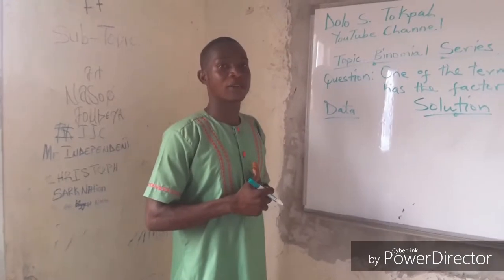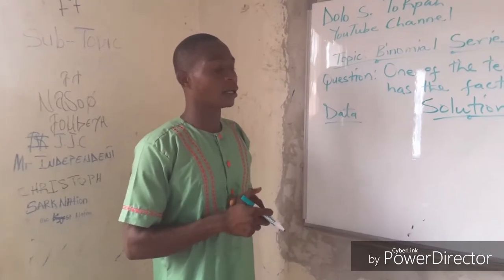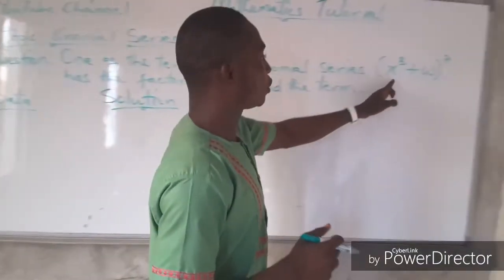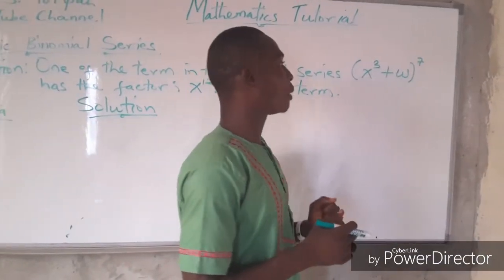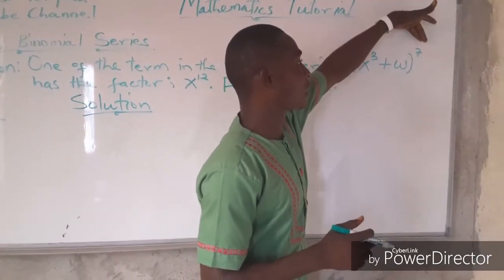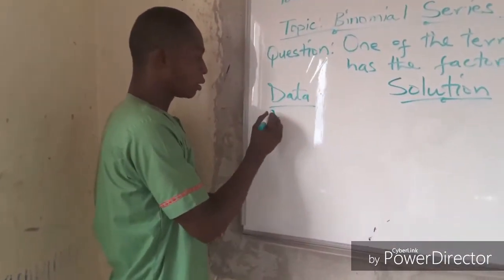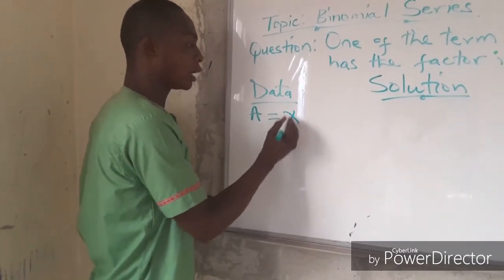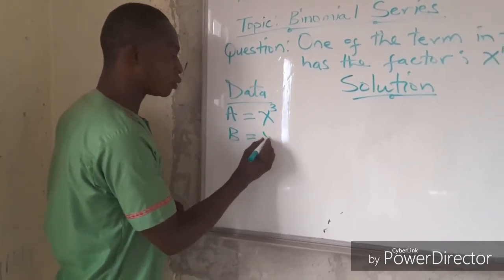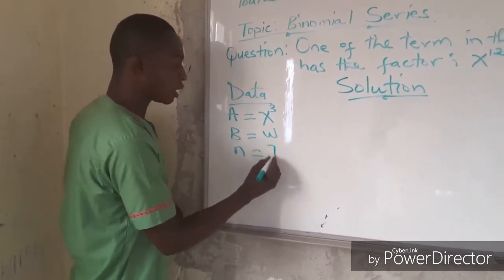Looking at our solution, the first thing we have to consider is our data. In getting the data, you may clearly understand that in (x cubed plus w) all to the 7th power, the x cubed represents the values of a, the w represents the values of b, the 7 represents the values of n. So in our data, we're going to say a here is equal to x cubed, b here is equal to w, n here is equal to 7.